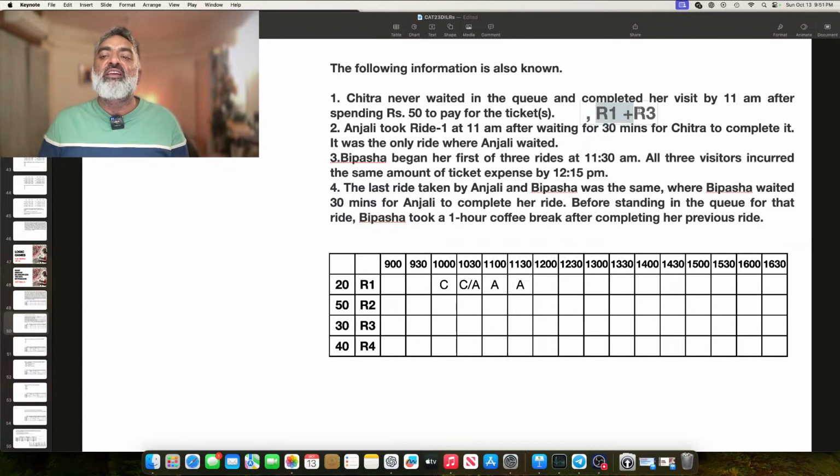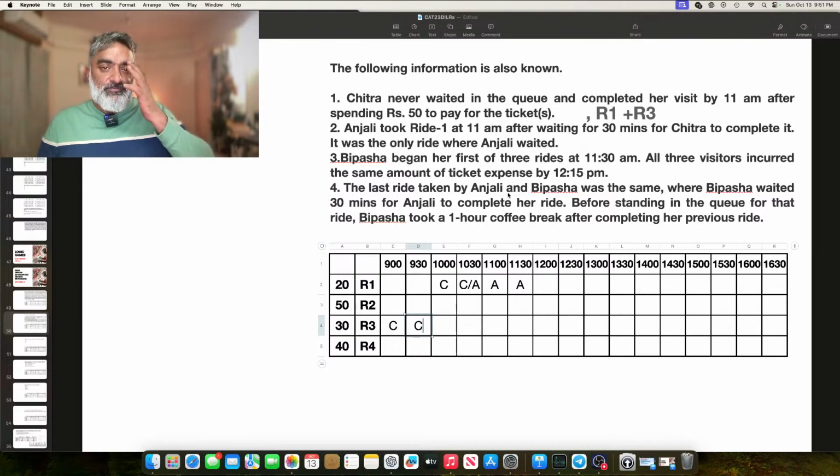So Chitra's story is going to be ride 1 plus ride 3. And Chitra 10 to 11 will be on ride 1. I know her visit was over by 11. That means this ride 3 she must have taken from 9 to 10. So 9 and 9:30, 9 to 9:30 and 9:30 to 10 if you want to call it, Chitra was in ride 3, right? And this is what we mean by deductive reasoning. Remember the rules I gave out earlier? They were read and then deduce. This is where the deduction part happens. And so far, the story is very, very easy.